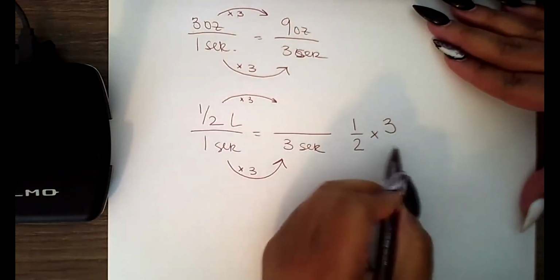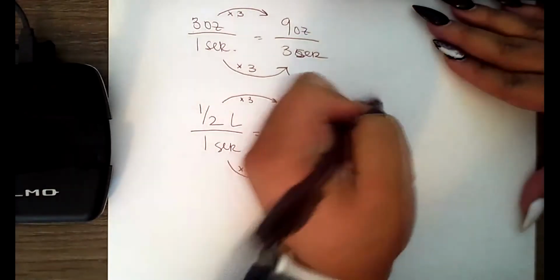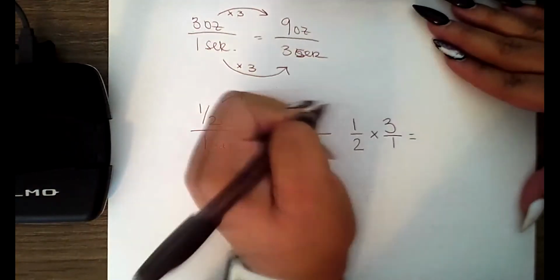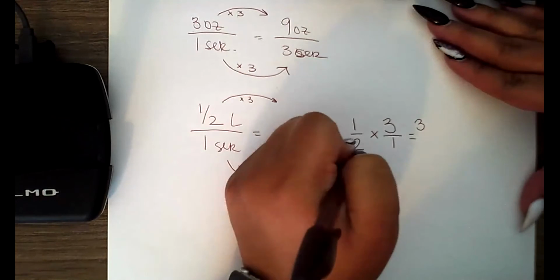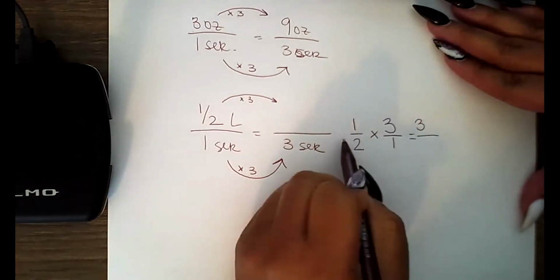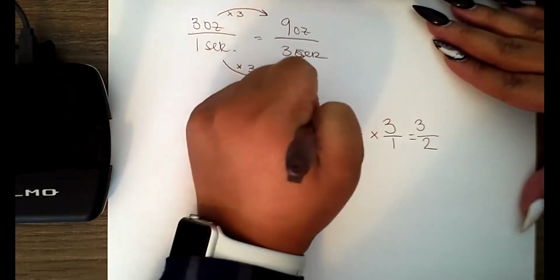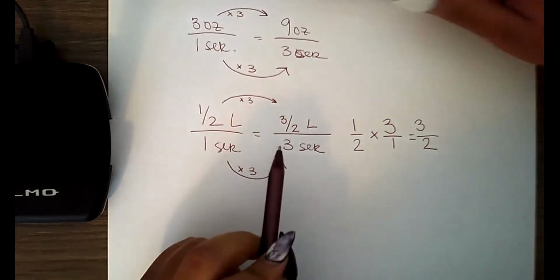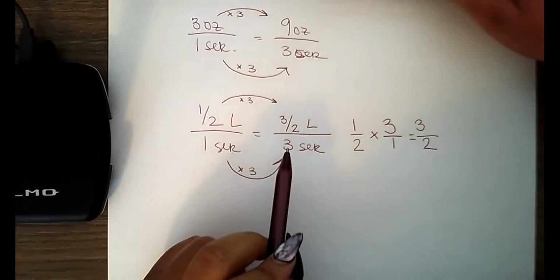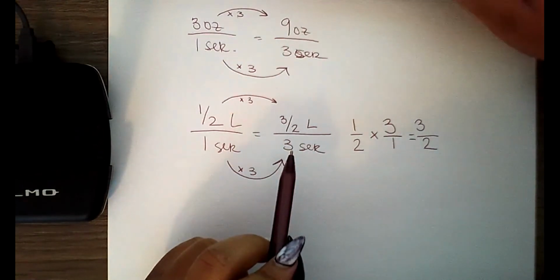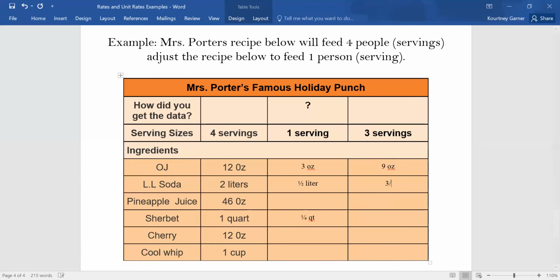Well, Ms. Garner, there's no denominator here. Well, we have to remember all whole numbers have a denominator of 1. And then I can just multiply straight across. 1 times 3 gives me 3. 2 times 1, don't forget that fraction bar, 2 times 1 gives me 2. Boom, there's my answer. I need 3/2 of a liter. So I'm going to go back to my table, and under that lemon lime soda row, right next to it for 3 servings, I'm going to write 3/2 of a liter.